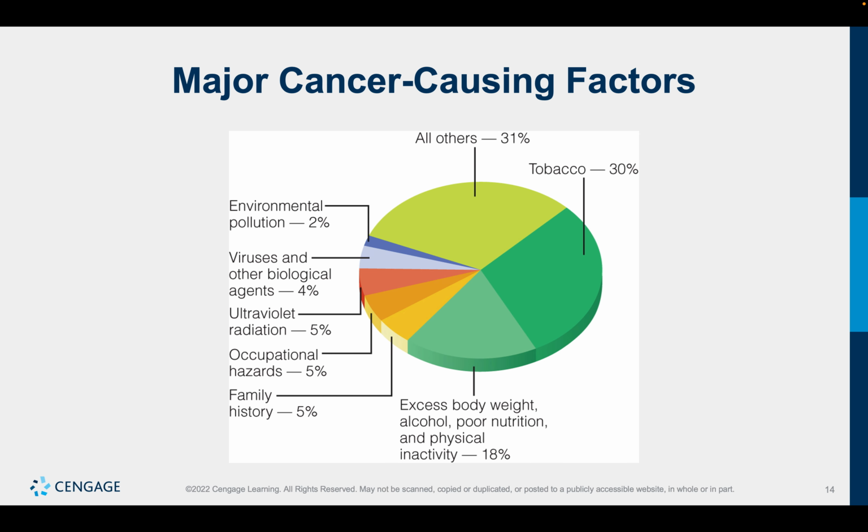So we may be able to reduce the risk for certain types of cancer if we eat better, if we don't use tobacco products or don't smoke, if we don't consume alcohol excessively, but also if we are physically active. So most of the factors leading to increasing our risk for developing cancer are lifestyle choices.